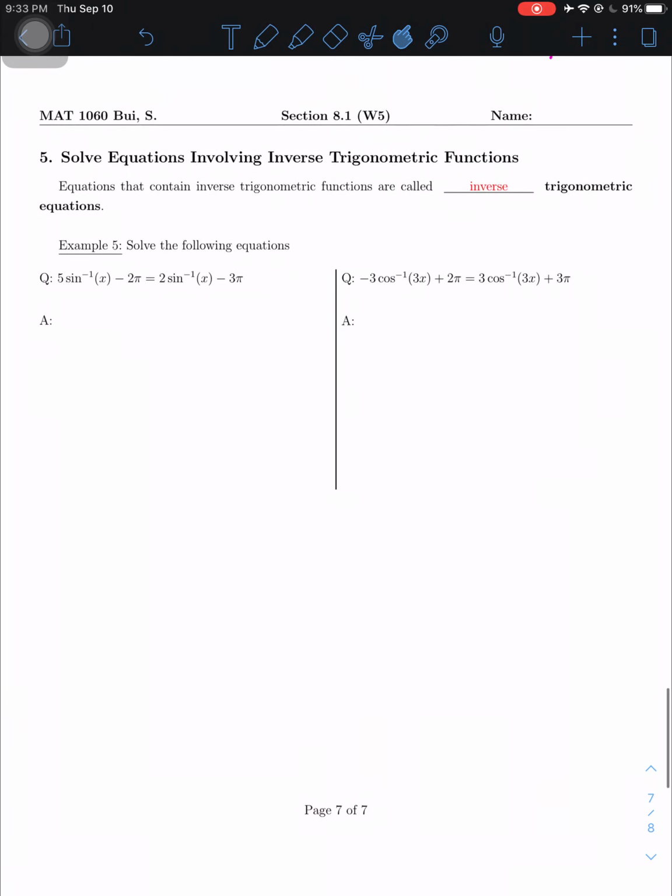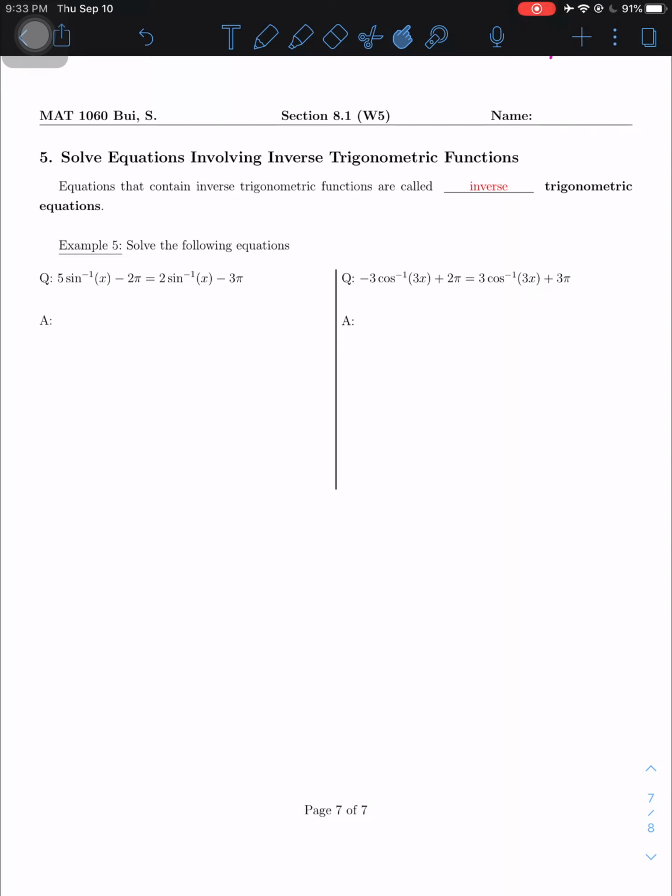And now the last one, some equations involving inverse trig functions. Equations that contain inverse trig functions are called inverse trig equations. Pretty straightforward, right? It has the negative one in there. If it has the inverse function in there, we call it an inverse trig equation. Okay, that's just a little bit of a definition. I'm not going to test you guys on that, so don't worry at all.